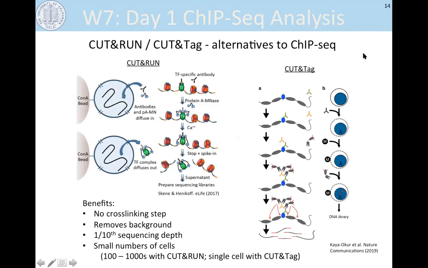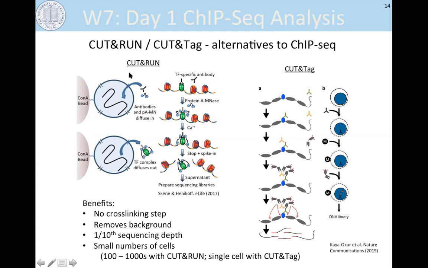So a couple of alternatives to ChIP-Seq that have been published more recently are CUT&RUN, and even more recently, CUT&Tag. These protocols are designed to give you similar information as ChIP-Seq. It can tell you specific histone and transcription factor binding genome-wide, but it has some modifications that might be more appealing to you, depending on what factor you're interested in.